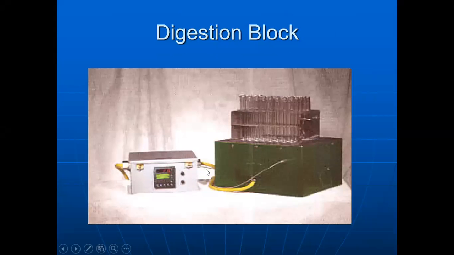Actually, this is a very old model. Here you can see some temperature control, and there will be some asbestos and an aluminum sheet here. In this we use glass tubes, and we add some strong acid, put our sample in, digest it, and check the temperature here.